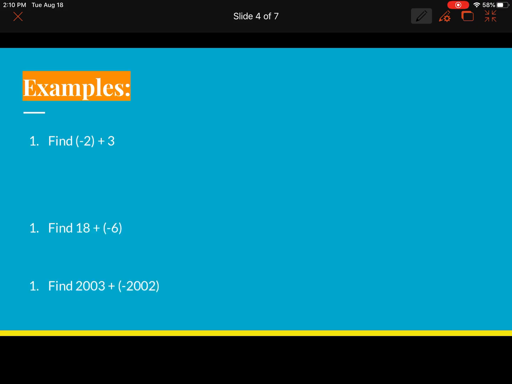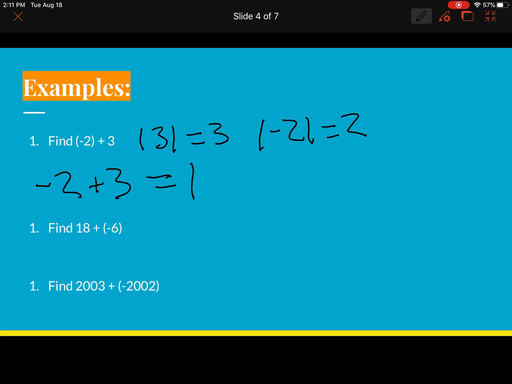Now let's look at some examples. We want to find -2 plus 3. So this takes us to one of those scenarios where we have a positive and a negative number in our equation, which means the sum will be the sign of the integer with the larger absolute value. So the absolute value of 3 is equal to 3. The absolute value of -2 is equal to 2. So 3 has the larger absolute value. So when we look at -2 plus 3, our sum would be 1, because our sum is positive because 3 has a larger absolute value than -2, and we know that 3 plus -2 would be equal to 1.